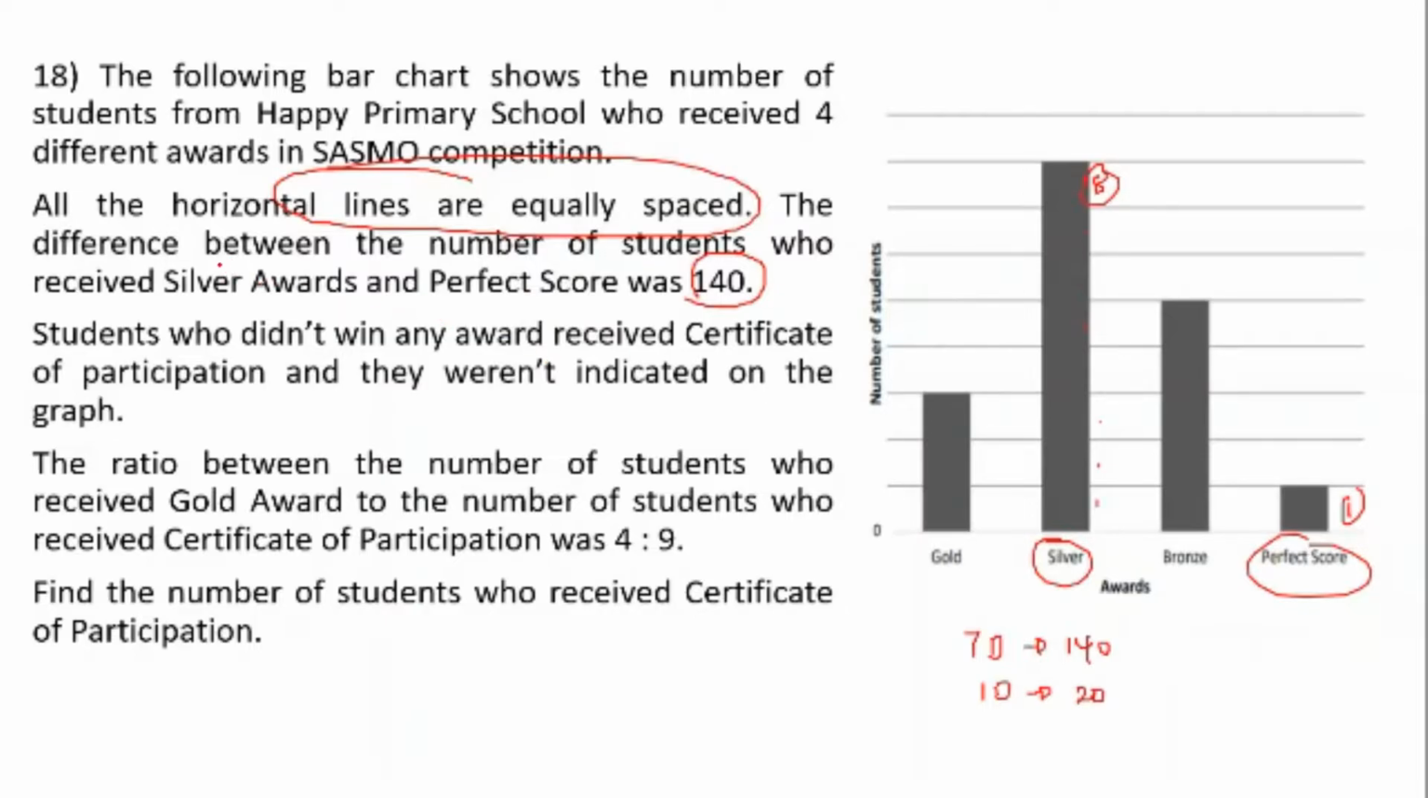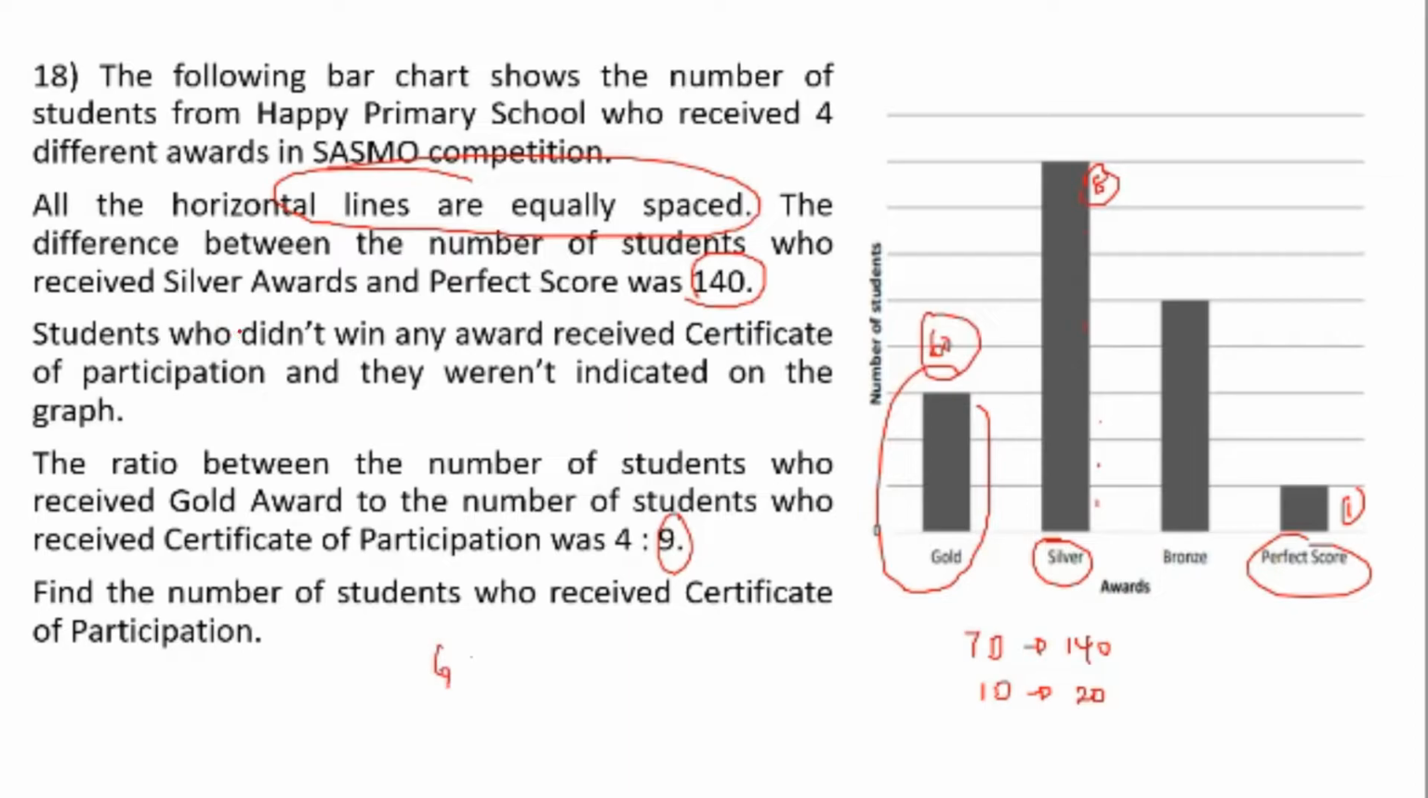And then it says the ratio between the number of students who receive gold, so now we're talking about this, to the number of students who receive certificate of participation, which is not shown here, is 4 to 9. Now we can find the number of gold awardees. So every unit is 20. Gold means 3 times 20, 60.